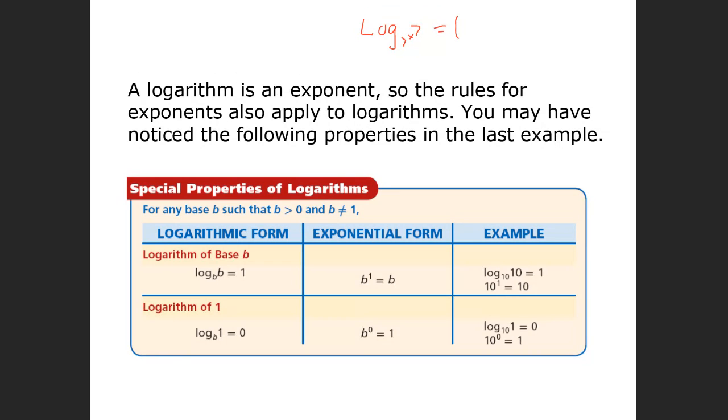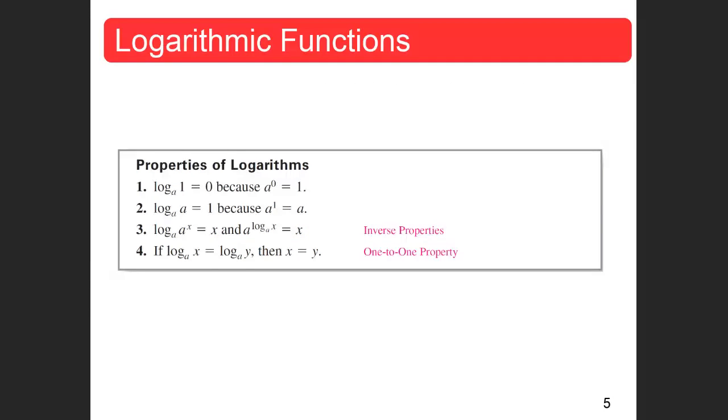And if you have the log base b of 1 is equal to 0, that's basically saying b to what power is equal to 1? Well, 0. b to the 0 power is equal to 1. So that's why that is equal to 0. We also have these properties here. The log base a of 1 is equal to 0 because a to the 0 is 1. We have the log base a of a is equal to 1 because a to the first is a.